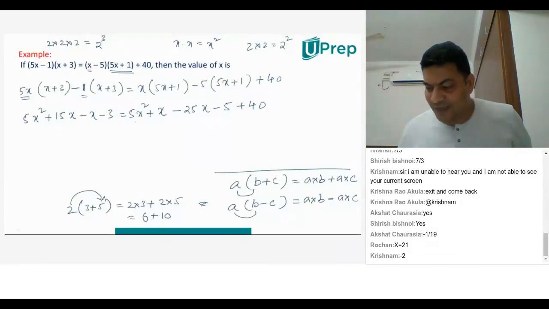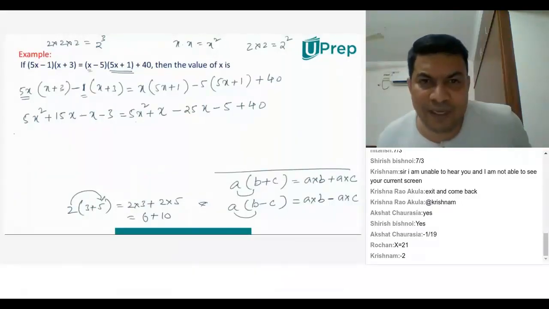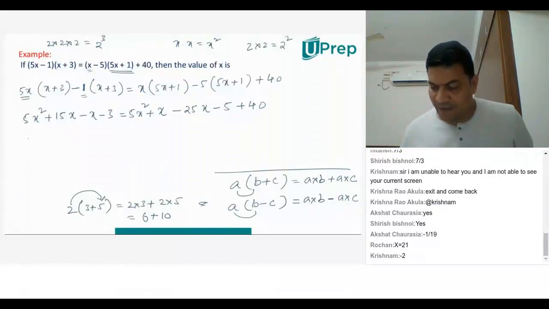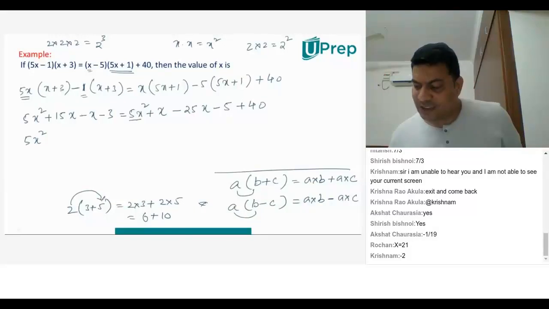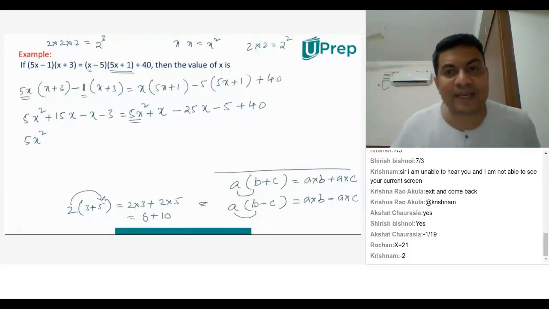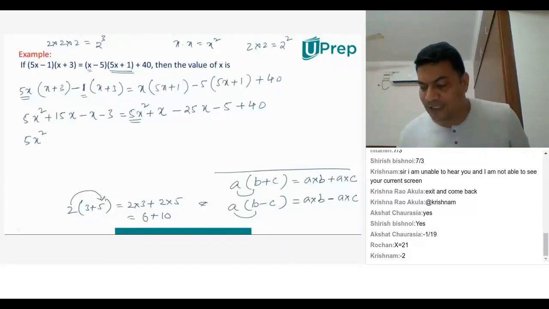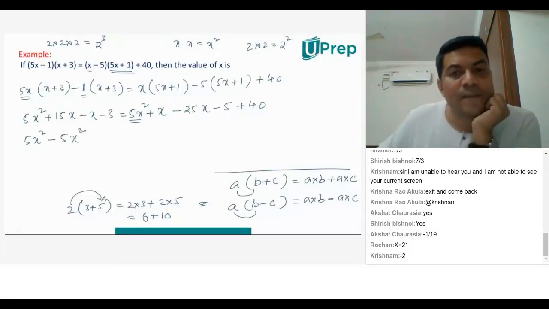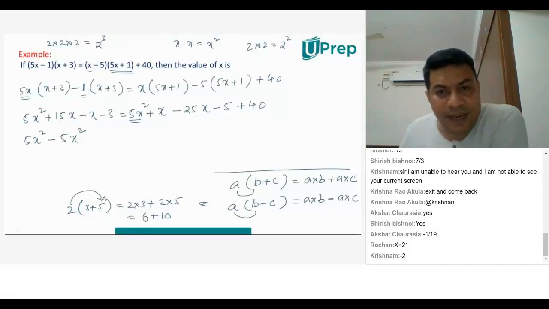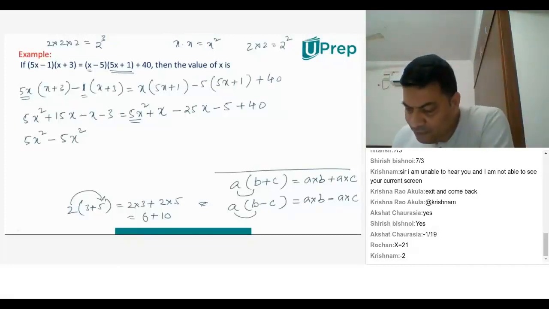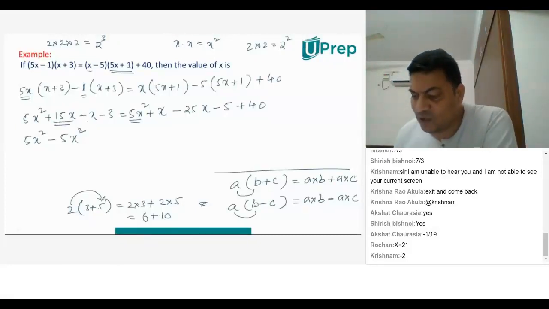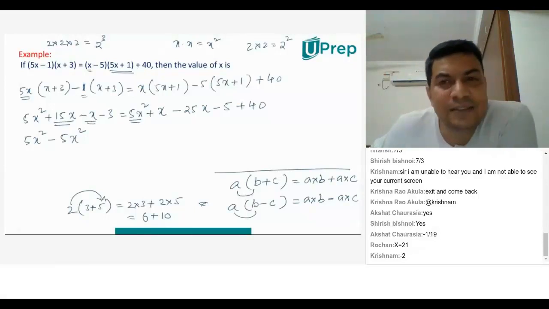If I get this 5x square on the left side, what happens to that, Hitansh? I have 5x square here. This 5x square which is on the right hand side, if I get it on the left hand side, it will become minus 5x square. Your 5x square minus 5x square, right? So you have 15x here and your minus x. What is 15x minus x?